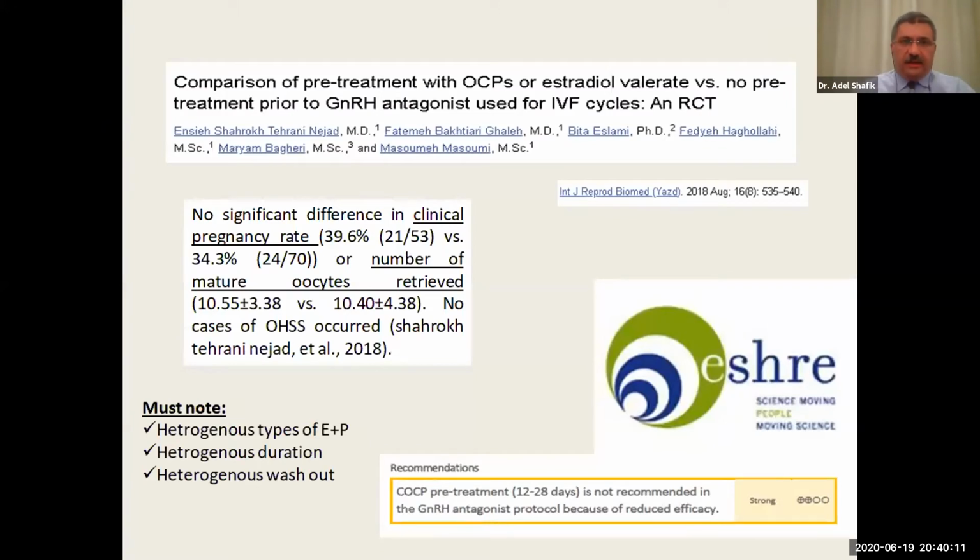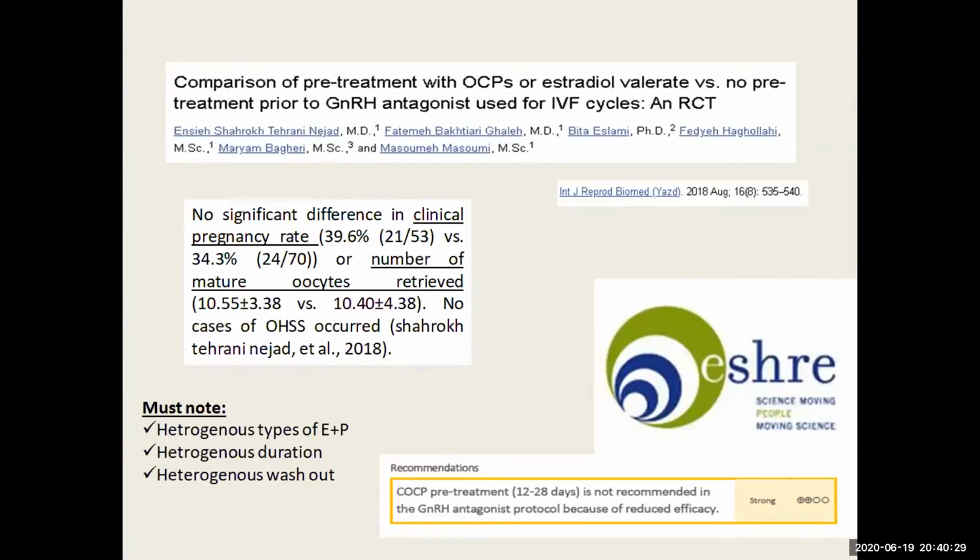Again, a trial came from the same Iranian group later after the Cochrane database review, and they found contraceptive pills. Hence, the ESHRE guideline development group, they conclude.